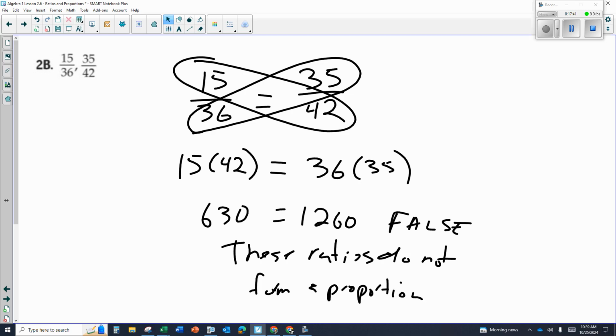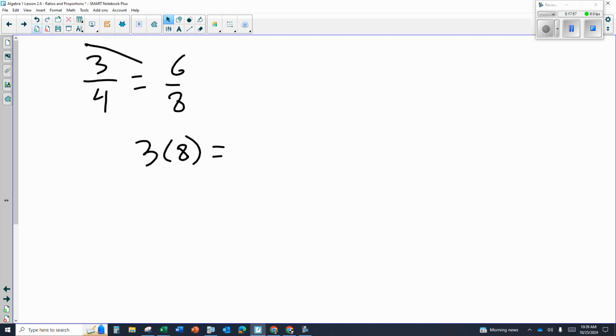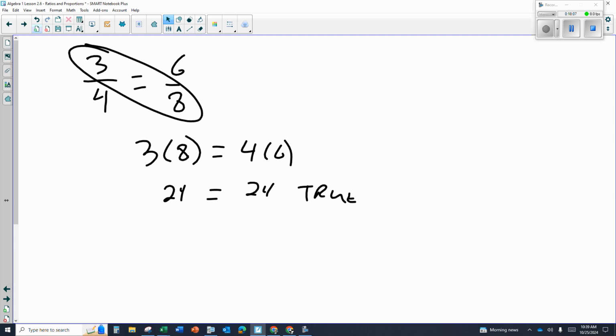So I do want to show, as far as one, that if we wanted to test, for example, 3/4 equal to 6/8, we looked at this one before. They are equal to each other because if we look at the product of the extremes, 3 times 8, and set it equal to the product of the means, 4 times 6, well, 24 equals 24. That is a true statement, which means these ratios do form a proportion.